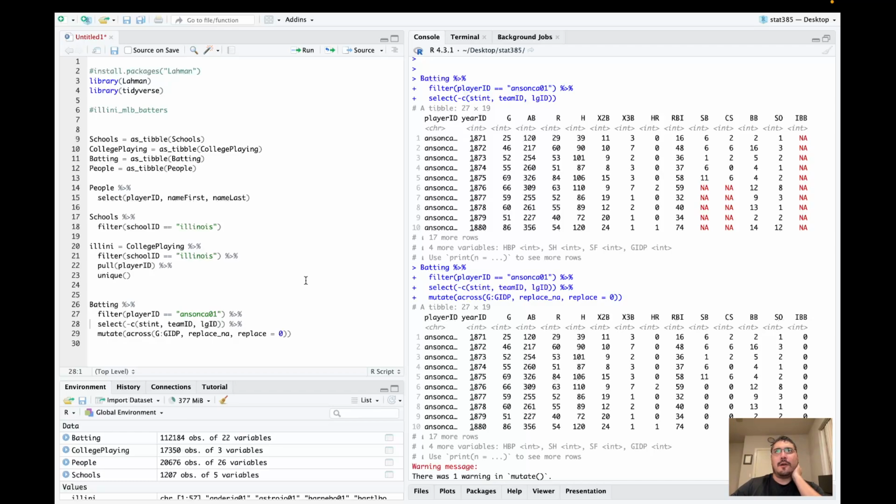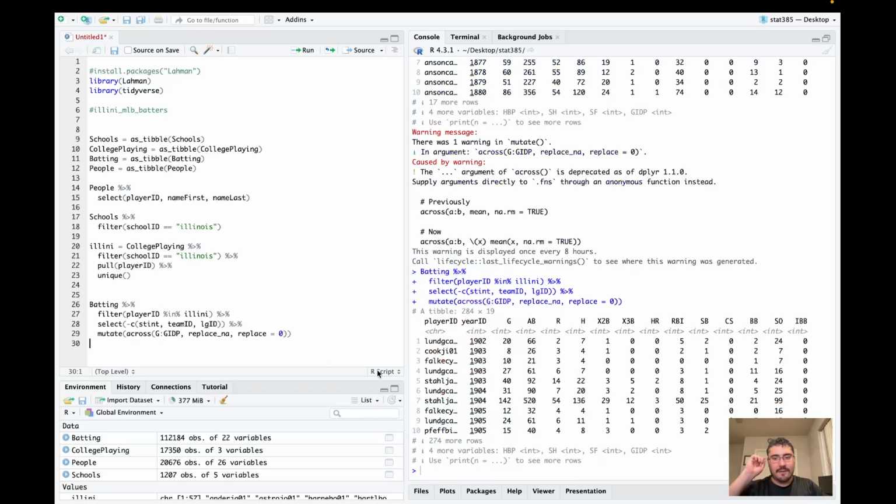Okay, so now we need to do some work from the batting table, not filtering. We want to do this for everybody. Okay. Let's see, how do we want to do this? Okay, first of all, let's just right away restrict attention to the Illini. Okay, so now we have Illini information. We've replaced NAs with zeros. Okay.